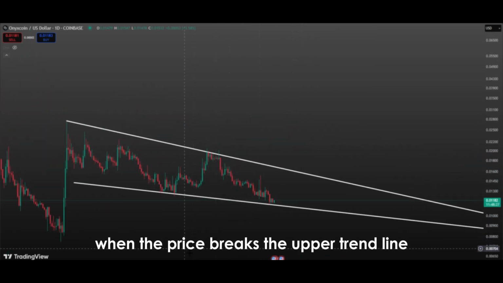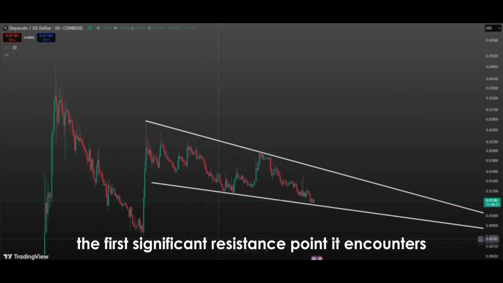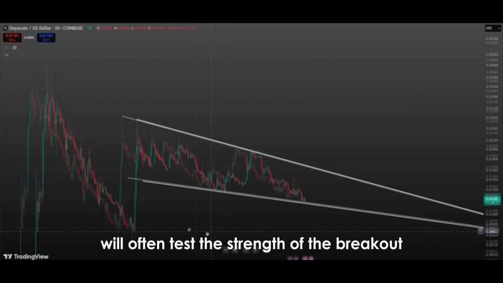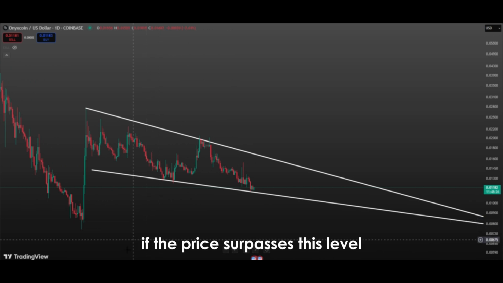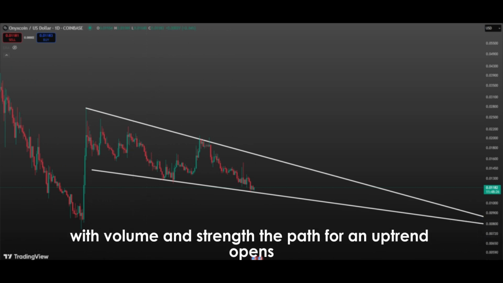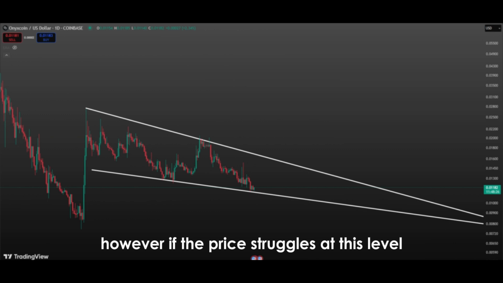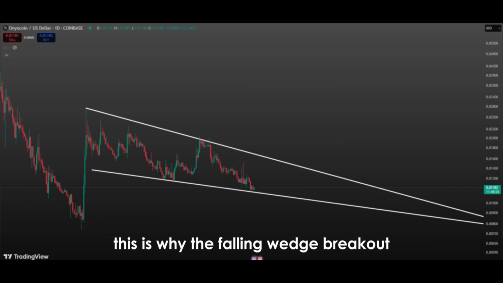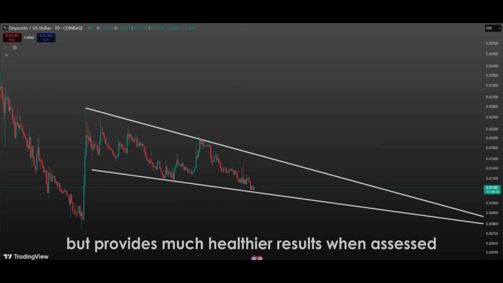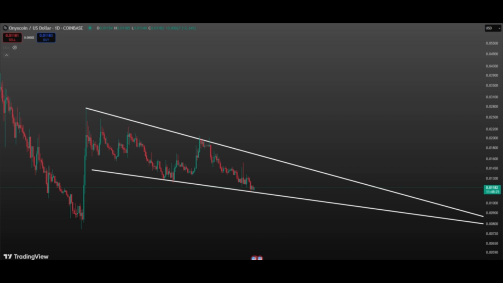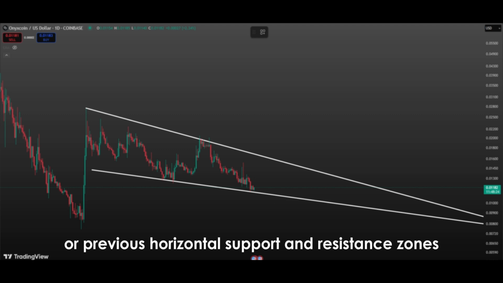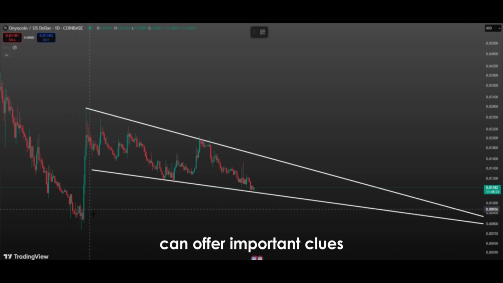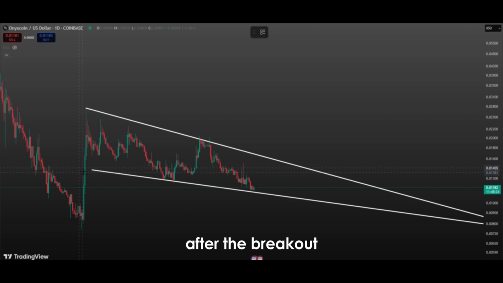When the price breaks the upper trend line, the first significant resistance point it encounters will often test the strength of the breakout. If the price surpasses this level with volume and strength, the path for an uptrend opens. However, if the price struggles at this level, short-term pullbacks may occur. This is why the falling wedge breakout is a signal on its own, but provides much healthier results when assessed along with other technical levels. For example, Fibonacci levels, moving averages, or previous horizontal support and resistance zones can offer important clues about the potential targets of the price after the breakout.